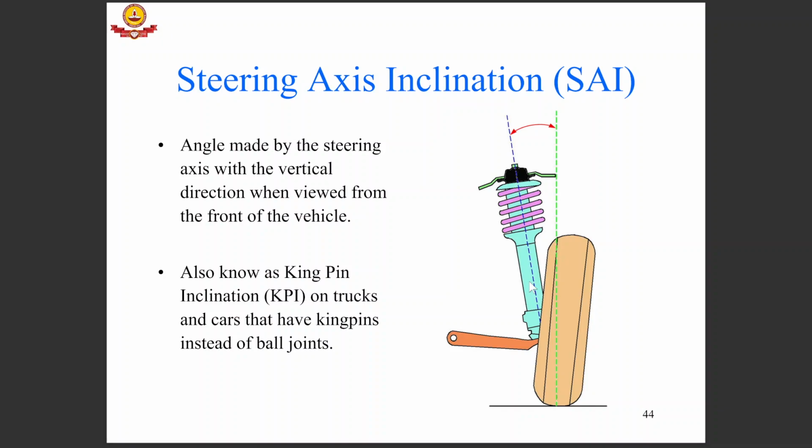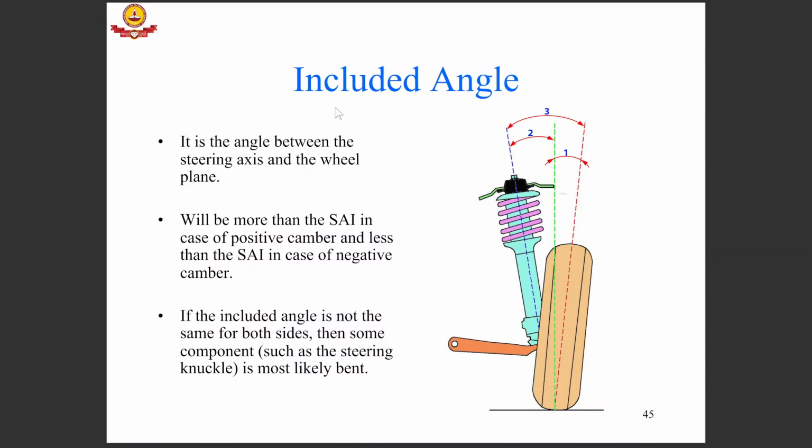Then there is the notion of included angle. It is the angle between the steering axis and the wheel plane. So this is the wheel plane and this is the steering axis. So angle 3 is what the included angle is.